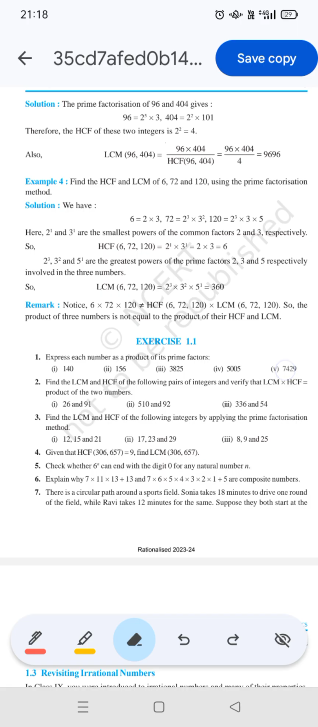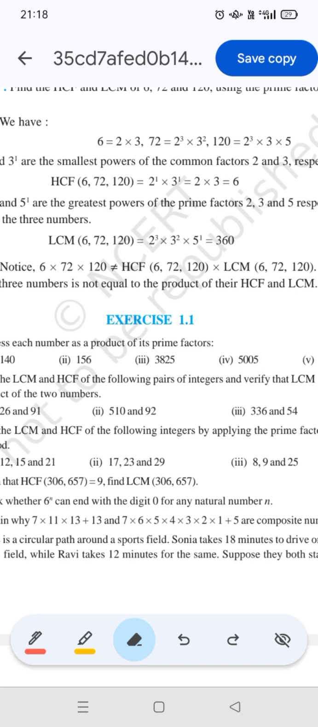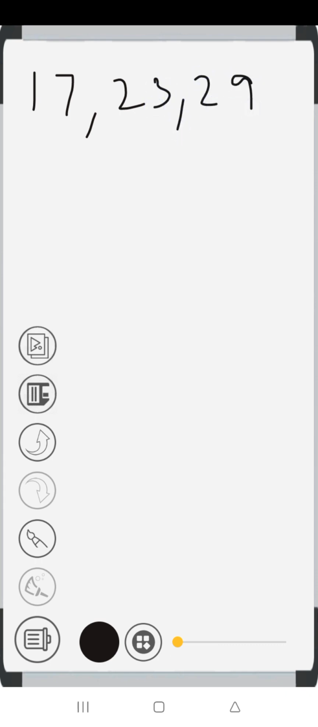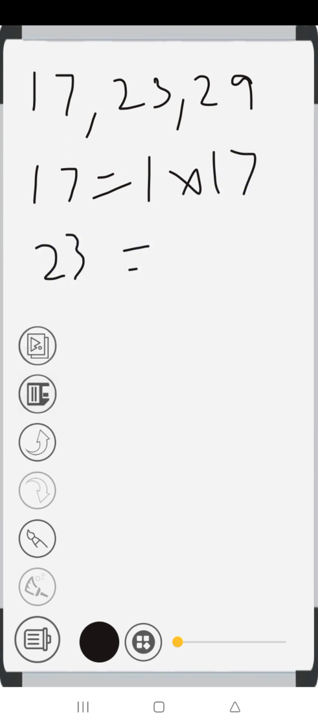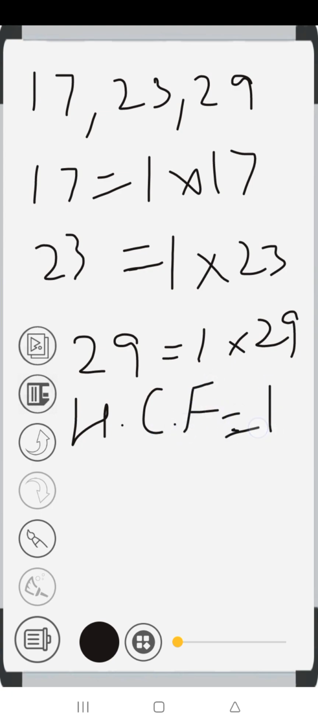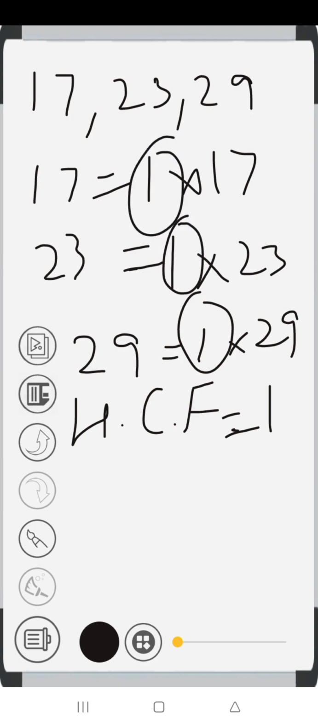Moving on. The second part is 17, 23 and 29. So 17 is a prime number. We know very well. So I am directly writing. So 17, 23 and 29. 17 is equal to 1 into 17. Similarly 23 is equal to 1 into 23, and 29 also is a prime number, so it is 1 into 29. Hence the highest common factor is equal to 1 itself, because 1 is the only thing common in all these three numbers.